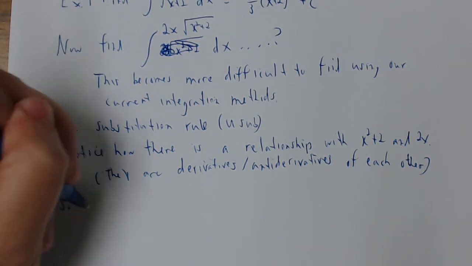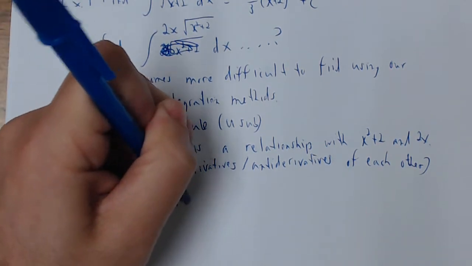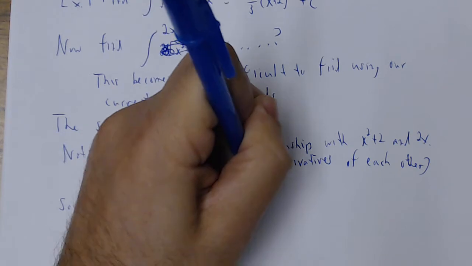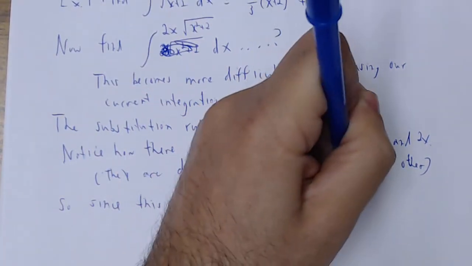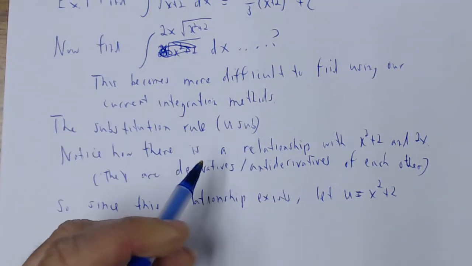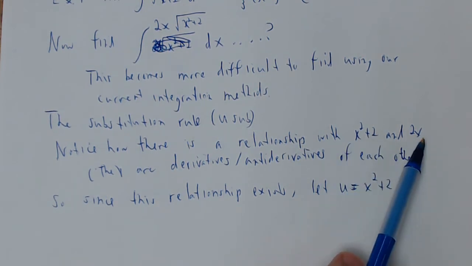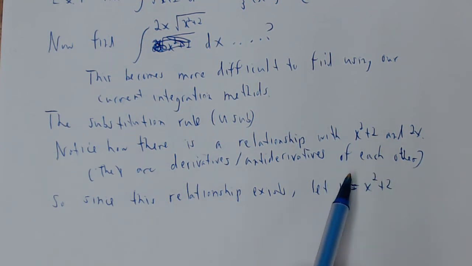So since this relationship exists, we're going to let u equal x squared plus 2. So notice how what I'm letting u equal to is the antiderivative of the 2x. So since x squared plus 2 is the antiderivative of 2x, I'm going to let u equal to that. Okay? So then what we should notice is this.